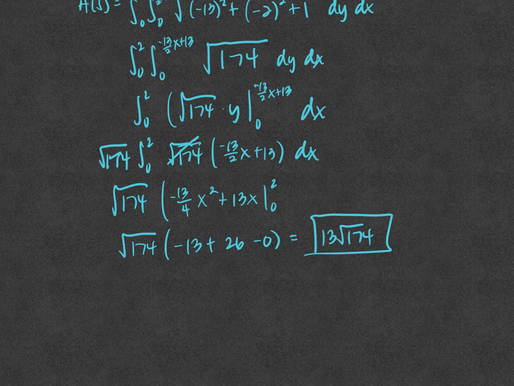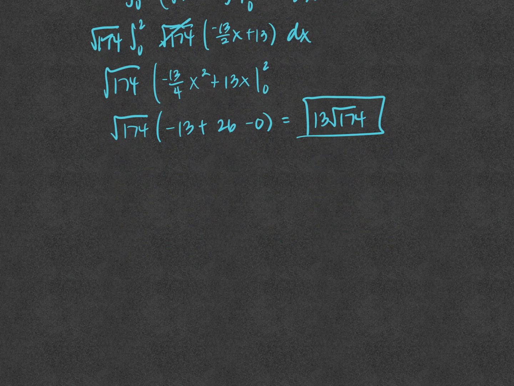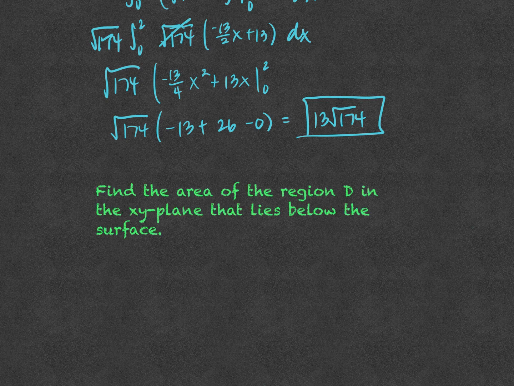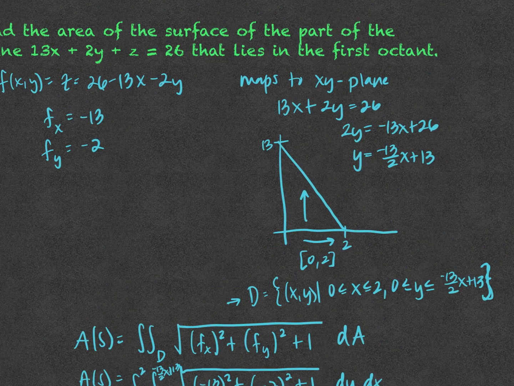So if you look at the problem in your homework, this is question number 3. Now that we've done the whole problem, let's go back and talk about what WebAssign is looking for. The first thing it asks is to find the area of the region D in the xy plane that lies below the surface. If we go back up to our triangle, this is our region D. This is not hard because it's a triangle. The area is 1/2 base times height, which is 1/2 times 13 times 2, which is 13.